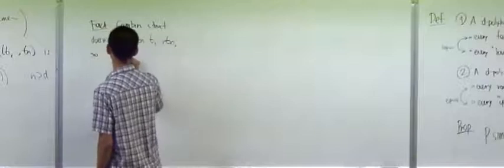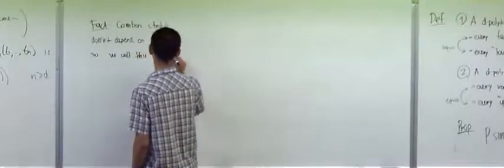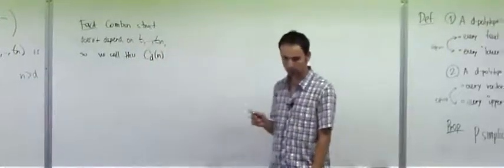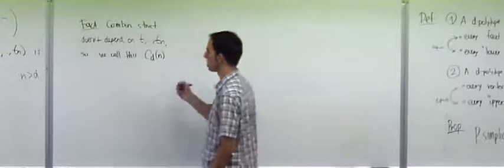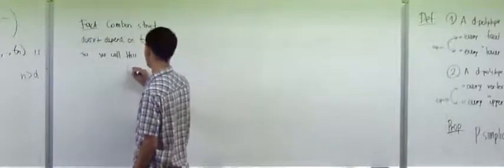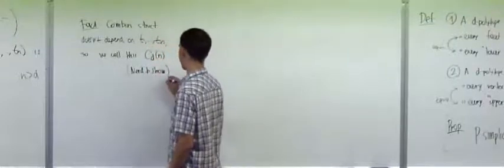So we call this C sub d of n. Okay? But we need to show this. Okay?